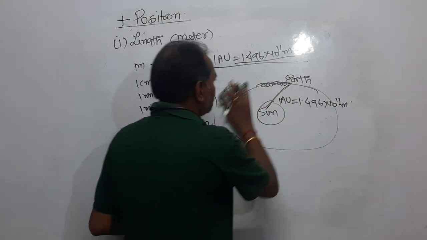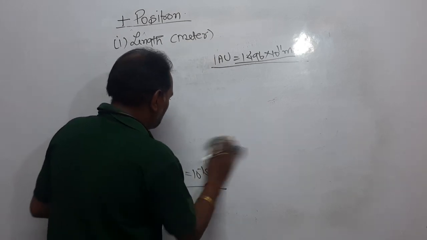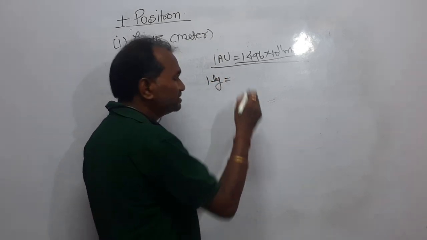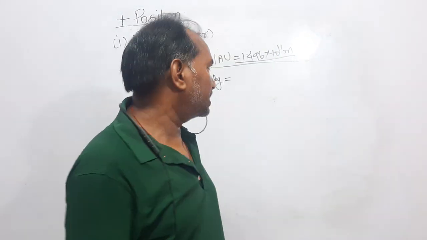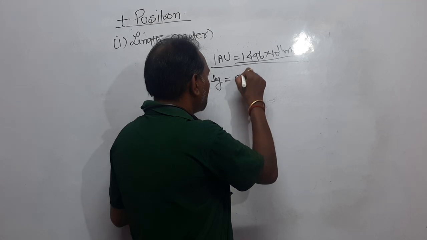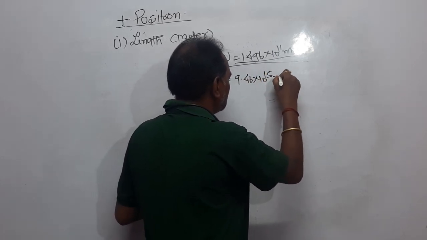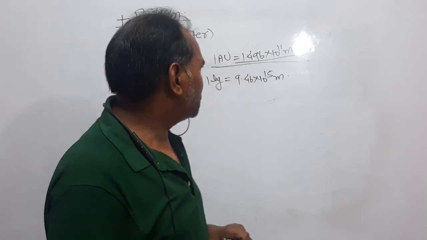Now let's talk about the bigger unit, that is 1 light year. 1 light year is the distance traveled by light in 1 year, and that works out to be 9.46 into 10 raised to the power 15 meter.